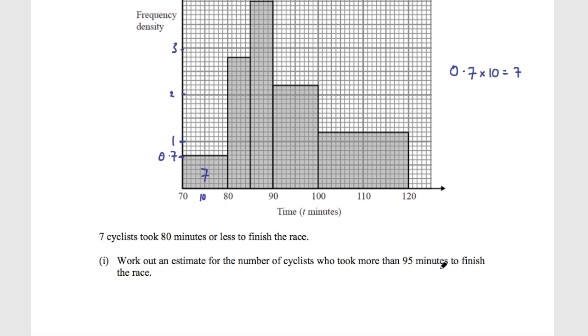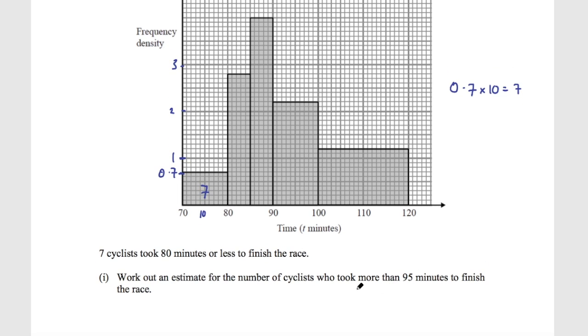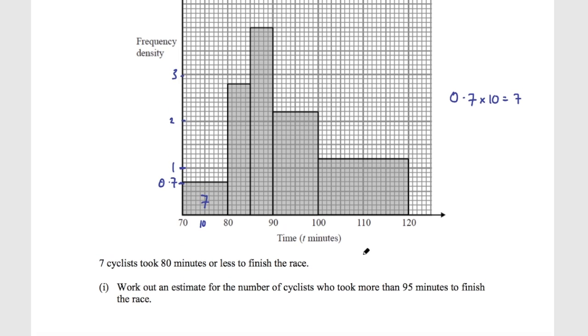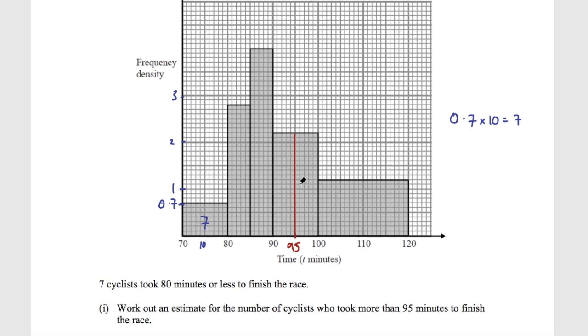Okay, so now we have our scale on the y-axis, and this allows us to go ahead and find the estimate for the number of cyclists who took more than 95 minutes. To do that, we need to work out the area in these two bars. So let's firstly find 95 on the time axis. That's going to be here. And then we need to split this bar in half because we don't want the number of people above 90, we want the people above 95. To work out the number of cyclists, we need the area of these bars. So we need the area of this one, plus the area of this one.